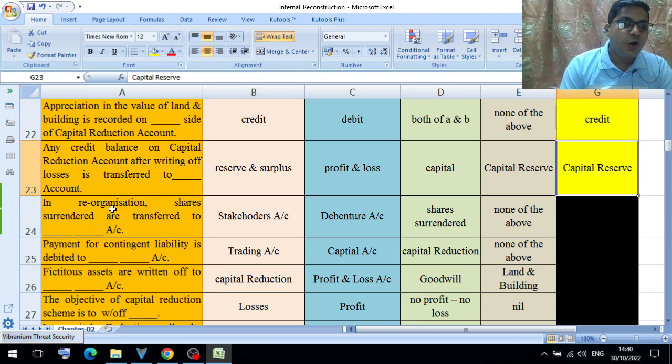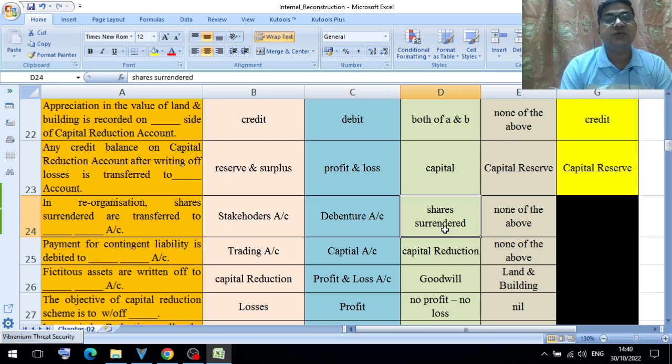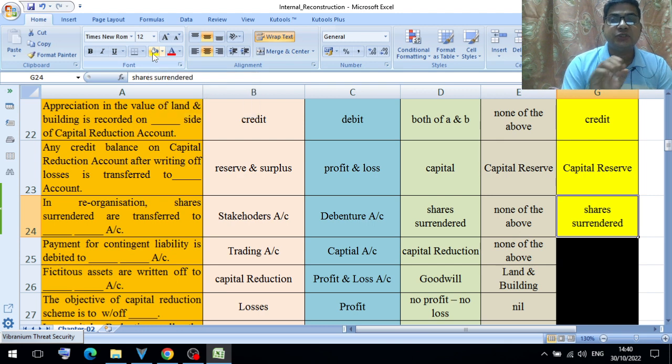In reorganizing, shares surrendered are transferred to dash account. Option A, stakeholder account. Option B, debentures account. Option C, share surrender account. And option D, none of the above. The appropriate answer is shares surrender account.